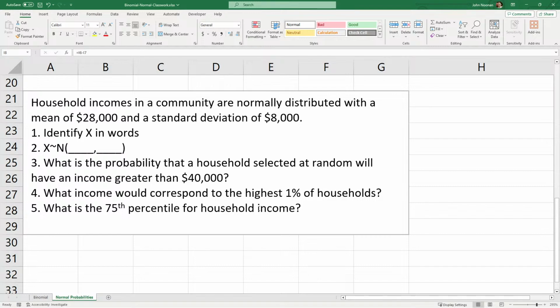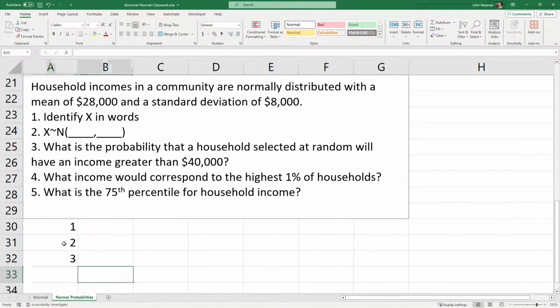So let's see if we can do numbers 1 and 2 together. Well, 1, 2, and 3, those are easy. So I'll just write down numbers here. There's 1, 2, and 3. So let's deal with x here. This isn't going to take you long at all. Hold on a sec. Got to pick a rando. I know you're all excited.